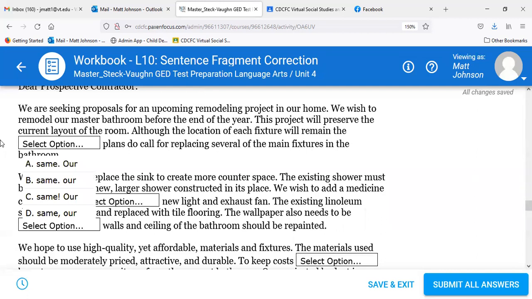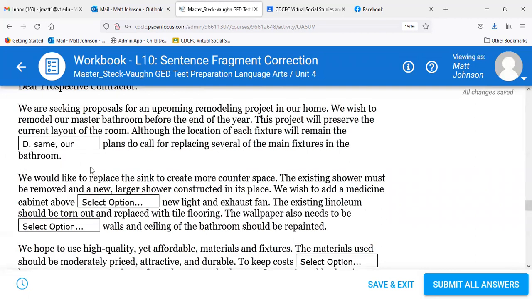I think the answer is D. Yep. So it's another dependent clause, right? Although the location of each feature will remain the same, we need something to finish that sentence to make it make sense, comma, our plans to do call for replacing several of the main fixtures in the bathroom.